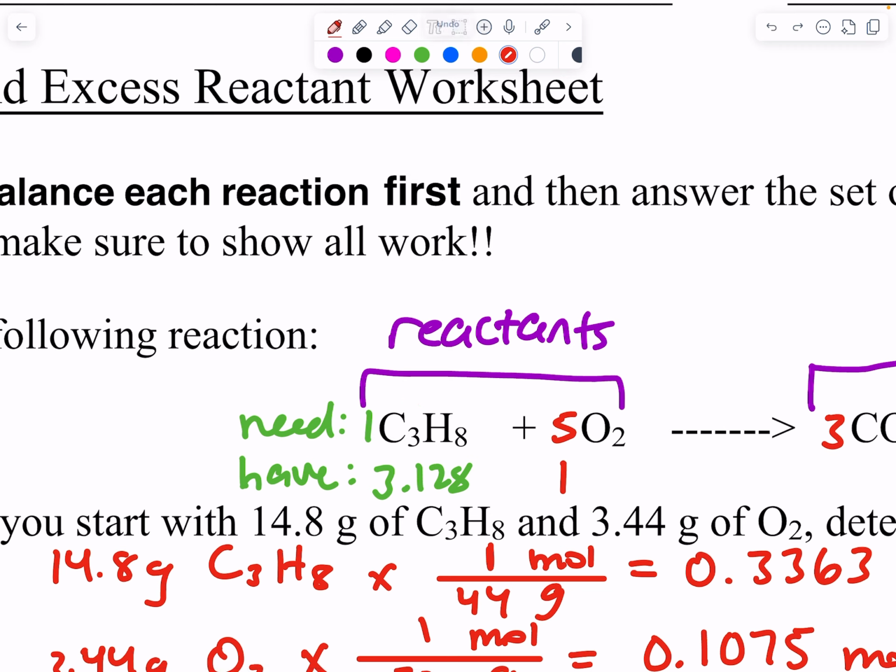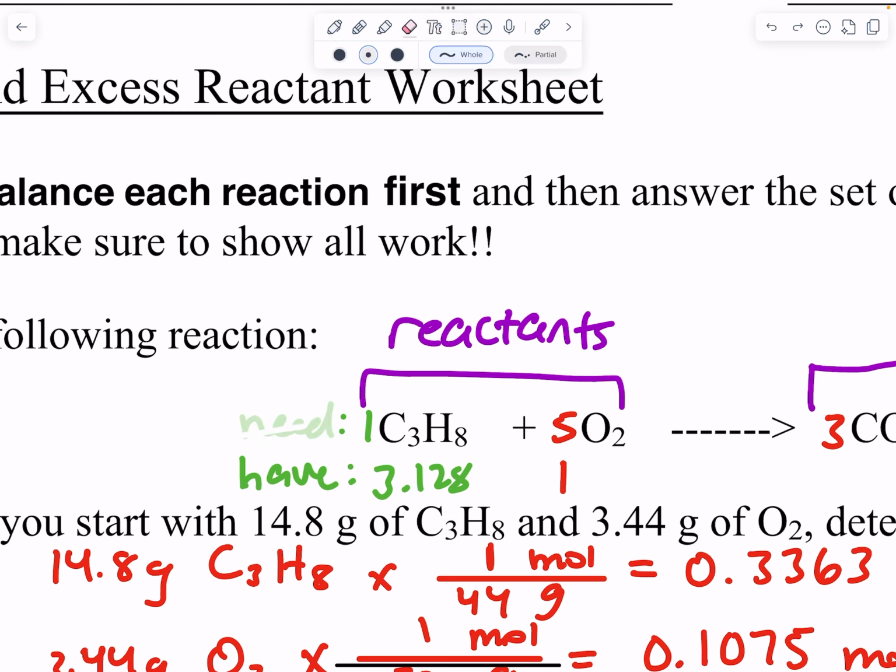I'll keep that to the side. I have 1 mole of oxygen, but in the reaction, I need 5. So who is my limiting reactant? Who do I run out of first? Who will prevent me from making more product? The one that I run out of first, the one that I don't have enough of. I need 5 moles according to the reaction, but I only have 1. I need 1 mole of propane, but I have 3.128. So I have way more than enough here, but I do not have enough here. Therefore, oxygen is my limiting reactant.